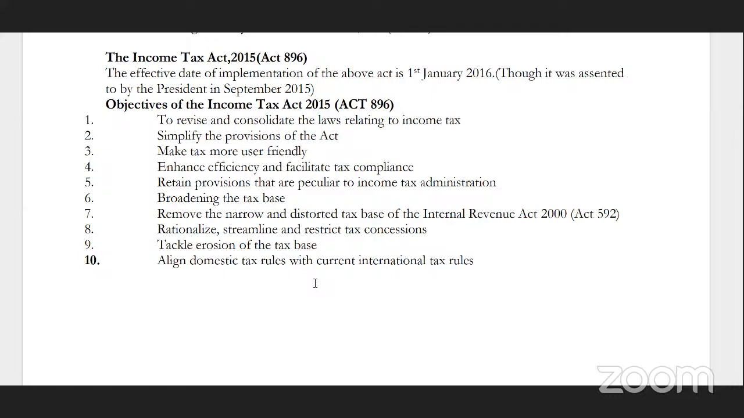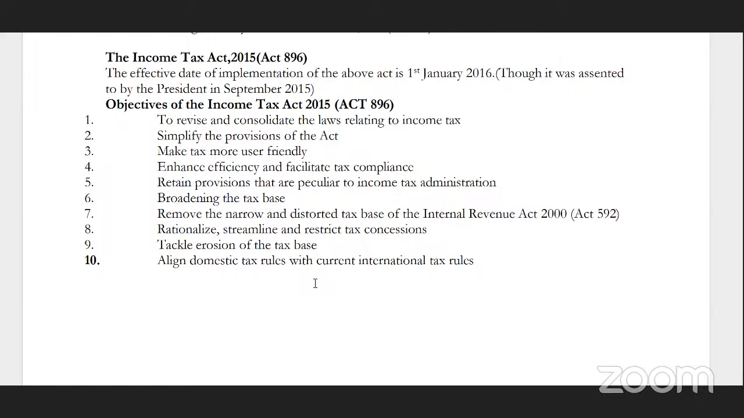So before, something like dividend stripping and some complex issues were there, which people found a lot of problems around. Four, to enhance efficiency and facilitate tax compliance. That was one of the themes of creating the Income Tax Act. To retain provisions that are peculiar to income tax administration, broaden the tax base, remove the narrow and distorted tax base of the IRA 2000, the Internal Revenue Act, which was the old tax law before this Income Tax Act, and tackle erosion of the tax base. And also help us align domestic tax rules with current international tax rules.